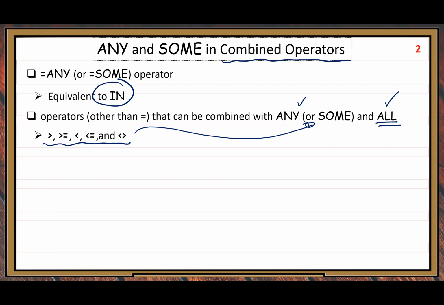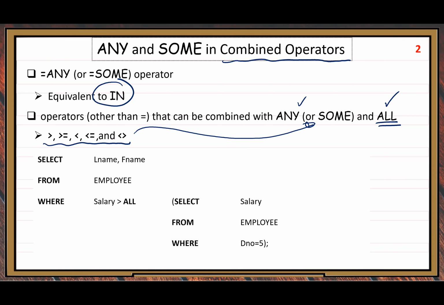So let's use an example to understand this type of combined operators. Look at this example. In this example, we select those employees. Look at our selection condition. This employee needs to satisfy this condition: its salary value should be greater than all. Combined operator greater than all.